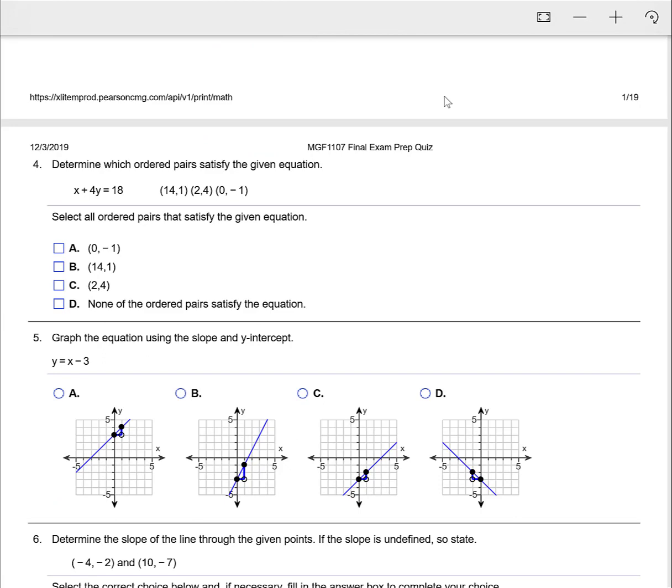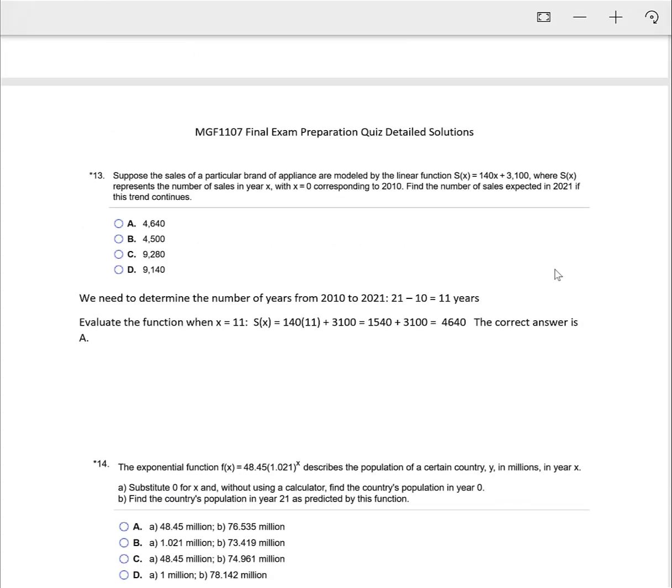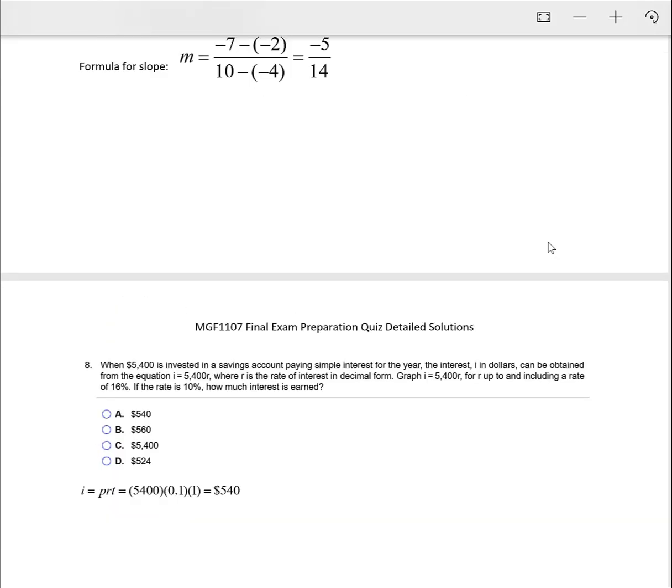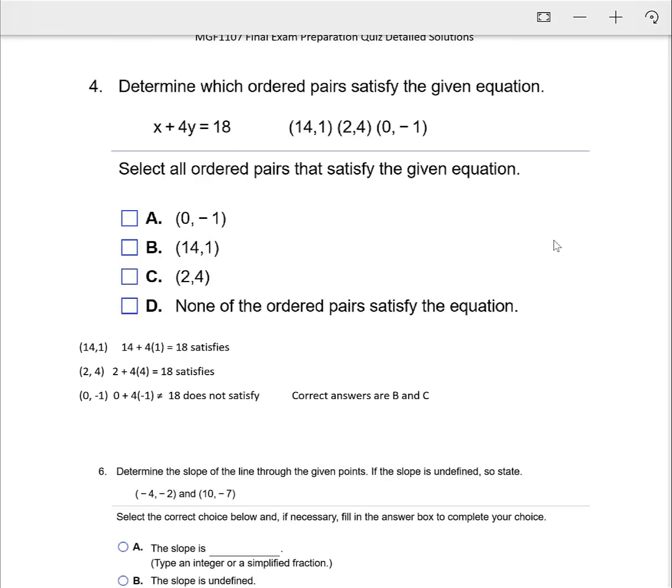Determine which ordered pairs satisfy the given equation. And I wanted to mention, I have some detailed solutions for some of the questions because it involves a little bit more work than I can show you on just the copy of the prep quiz. So you'll have a second handout to look at. And if we go back up to the top here, here's that problem number 4. And what I'm going to do is take each of those points and put it into the equation and see if I get a true statement.